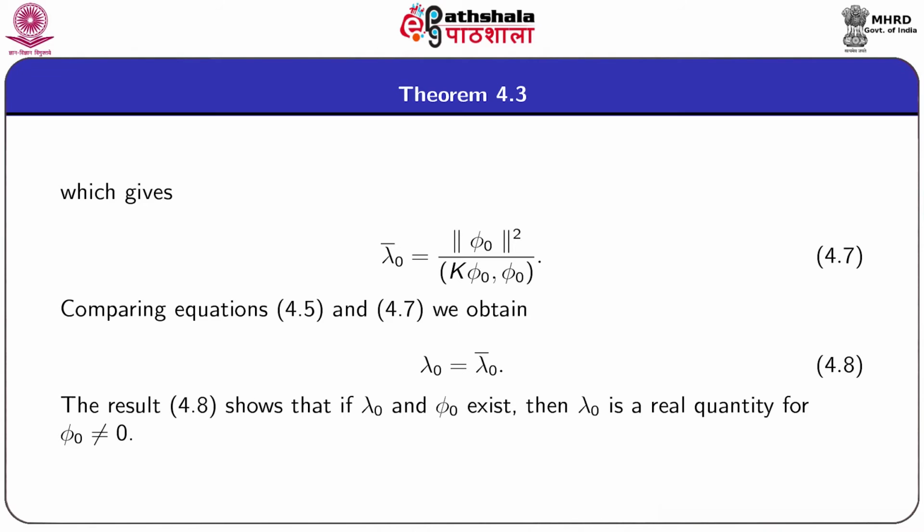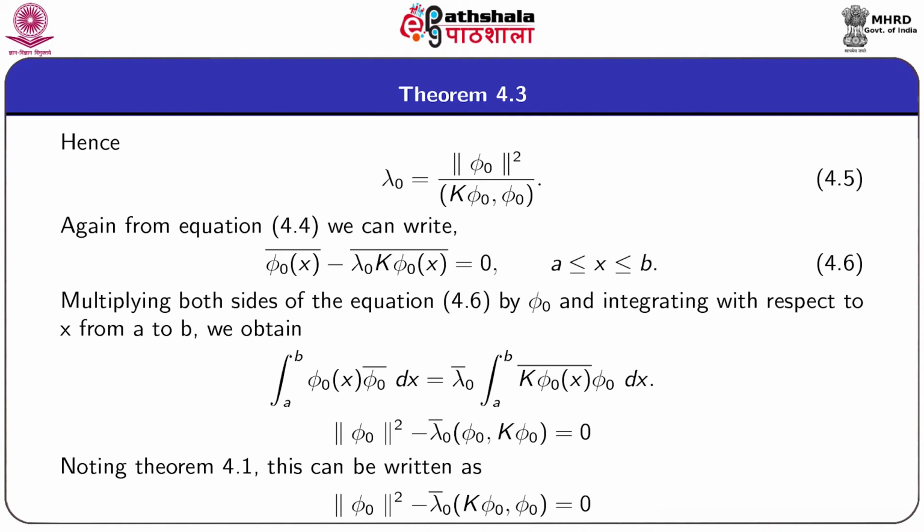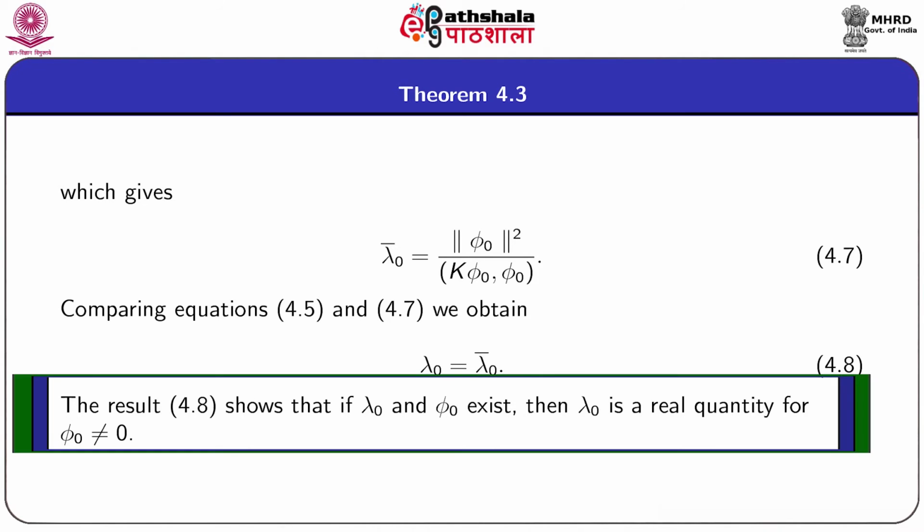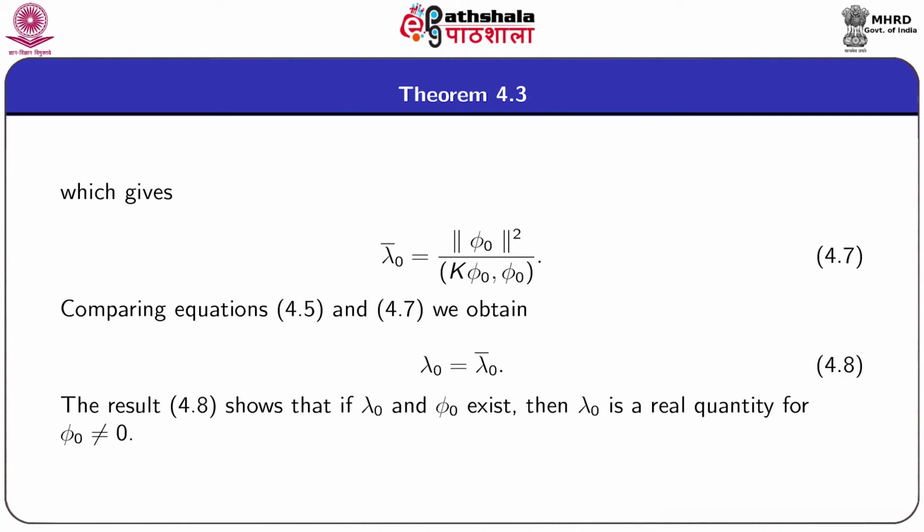Now, if I compare equation 4.7 with equation 4.5, we find that lambda naught is equal to lambda naught bar, as given by 4.8, and this shows that lambda naught is a real quantity. If lambda naught and phi naught exist, that means the eigenvalue lambda naught is a real quantity for phi naught not equal to 0. So, we have proved that the eigenvalue is real.